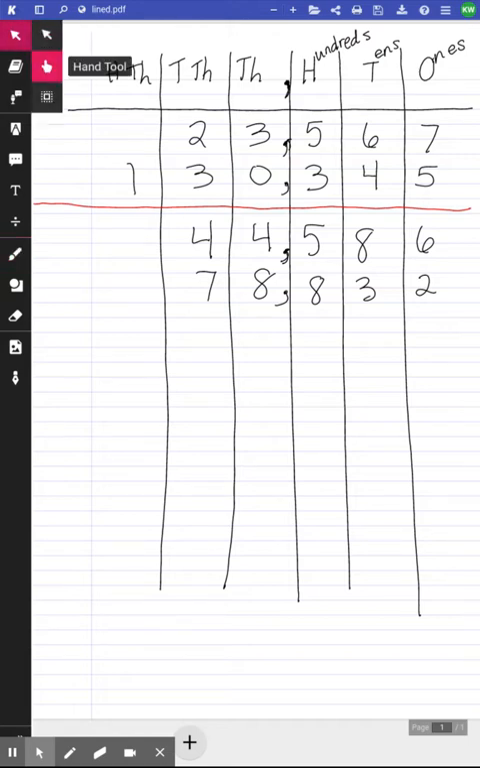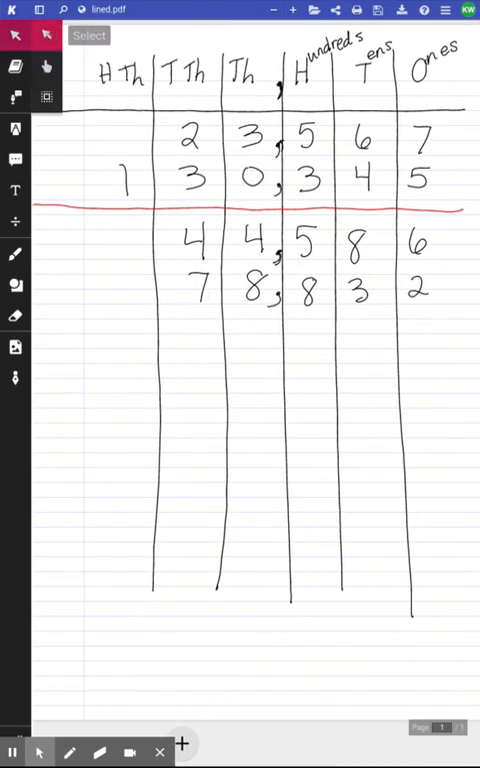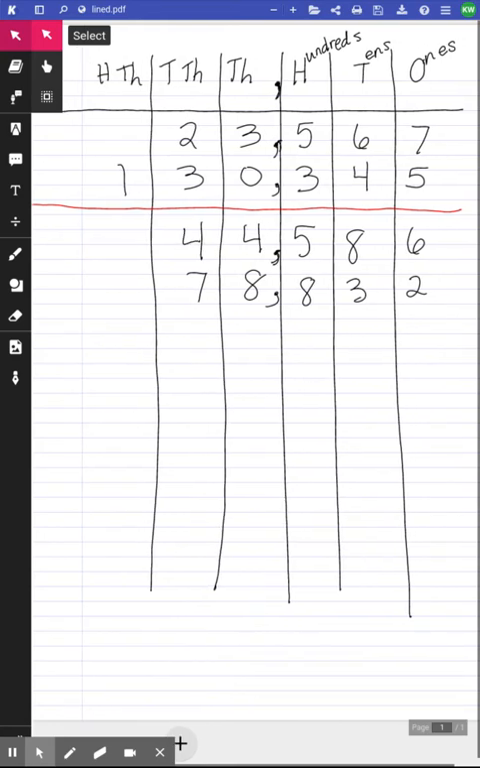And when we're comparing, I'm going to look at the largest place to start with. Sorry, my paper is moving. I'm still trying to learn how to use this tool. So I'm looking at the 4 10,000s and the 7 10,000s, right? So I have 40,000, that's what 4 10,000s are worth, and 70,000, that's what 7 10,000s are worth. So which one's bigger?